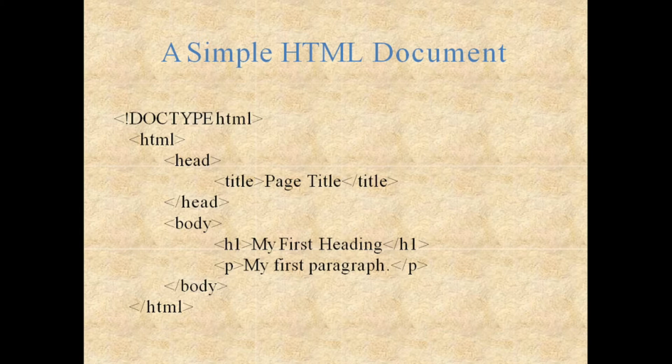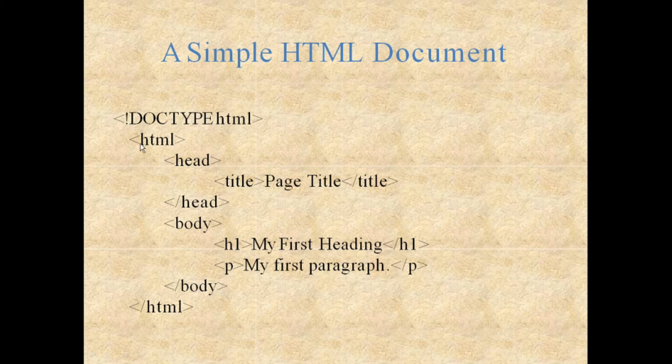Every HTML document begins with exclamation mark doctype HTML. Doctype means document type. It says that the document below is written using HTML elements. It could be using PHP or XML or JavaScript, so doctype tells us which markup language the document below is written in.